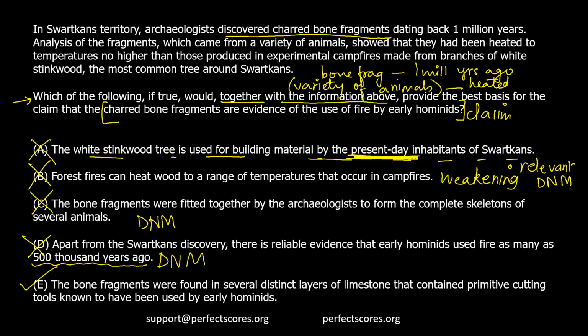The bone fragments were found in several layers of limestone that contained tools known to have been used by early hominids. Now, if you looked at this option without eliminating the others, you probably would have eliminated this because it looks like this limestone and tools don't really matter. But think about it. Does it strengthen your argument?